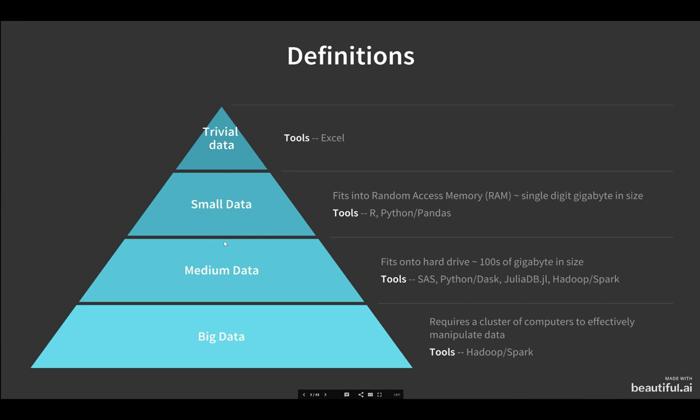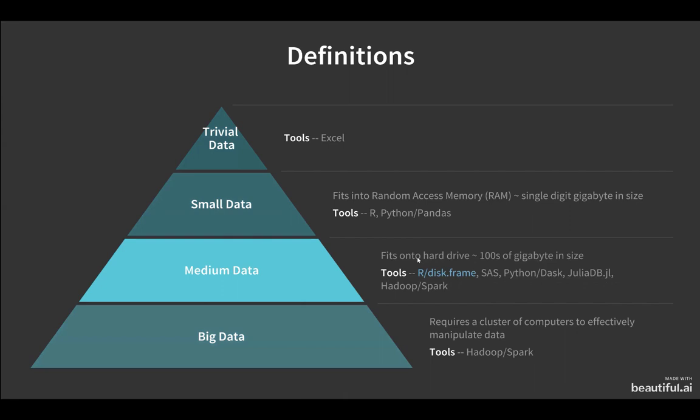It's the medium data bit that I really want to focus on. These are data that can fit on your hard drive but don't fit into RAM. For a long time, R didn't have a good tool to handle this type of data, and this is where DiskFrame comes in. DiskFrame is an R package, as I mentioned. It tries to work with data that's too large for RAM but still fits on your hard drive, so you can use one computer to manipulate it.